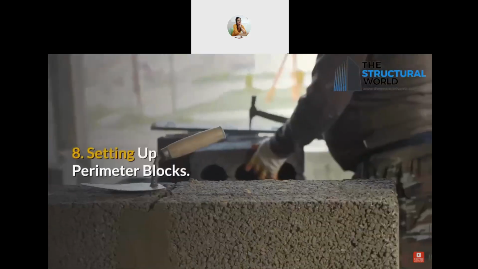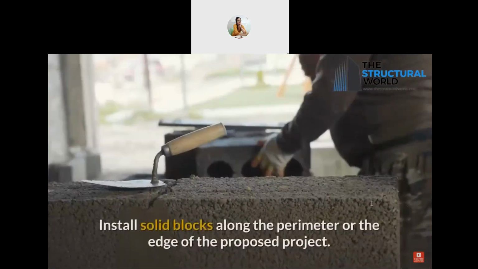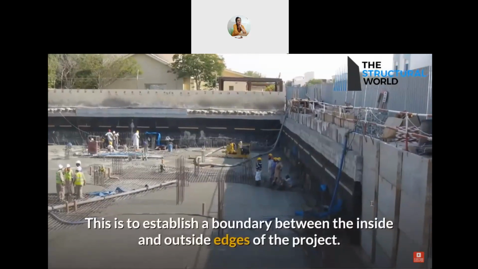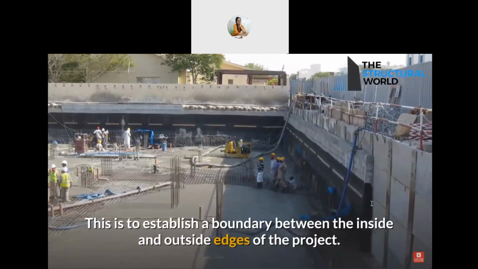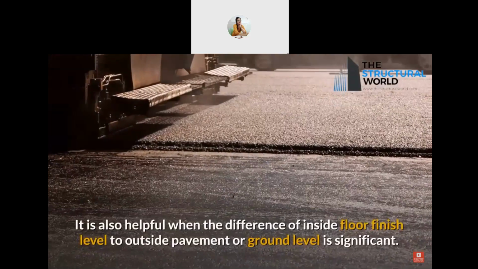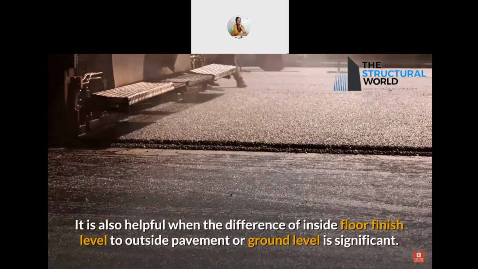8. Setting up perimeter blocks. Install solid blocks along the perimeter or the edge of the proposed project. This is to establish a boundary between the inside and outside edges of the project. It is also helpful when the difference between the inside floor finish level and the outside pavement or ground level is significant.